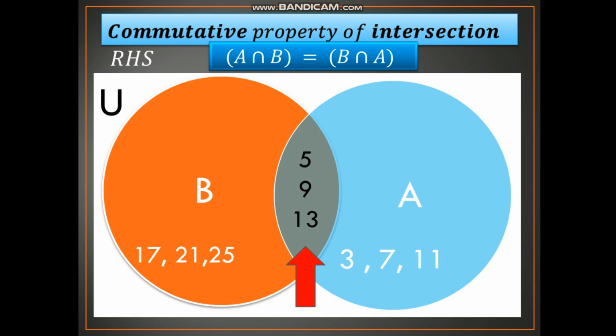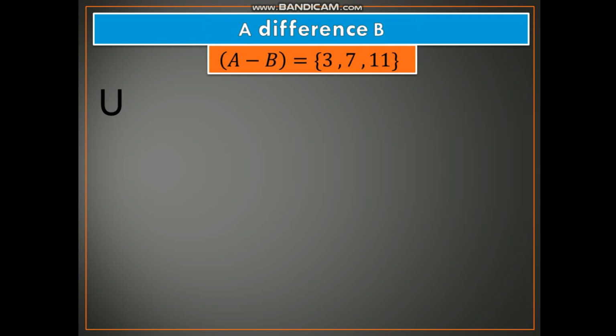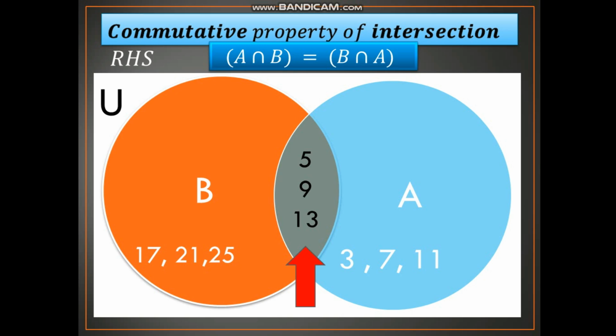Good. Now A difference B. We have to solve A difference B with the help of a Venn diagram. Mathematically we can write A difference B like that, meaning the elements of A which are not present in B. In the previous diagram I will show you again the elements of set A which are not present in B.